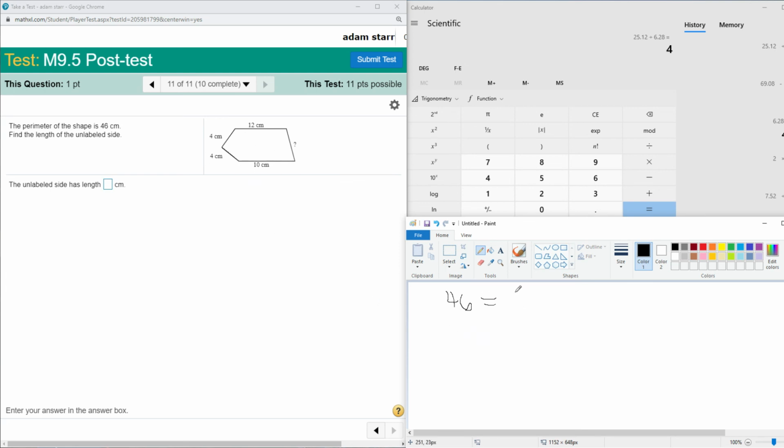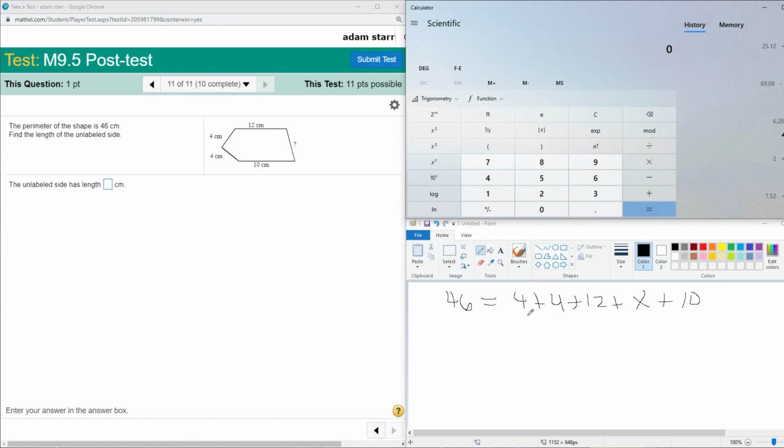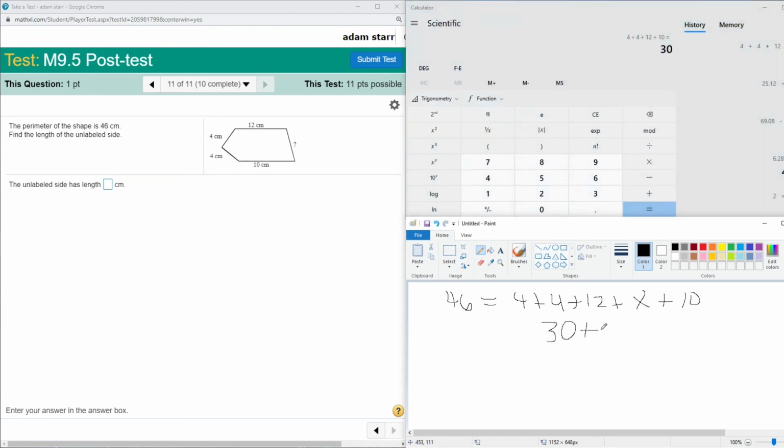So I have 4 plus 4 plus 12 plus a side I don't know, which I'm going to call x, plus 10. Making sure I have 5: 1, 2, 3, 4, 5 sides. And now I just need to solve this equation for x. So I'm going to add up my like terms here. I have 4 plus 4 plus 12 plus 10. That is 30. Plus x equals this 46.